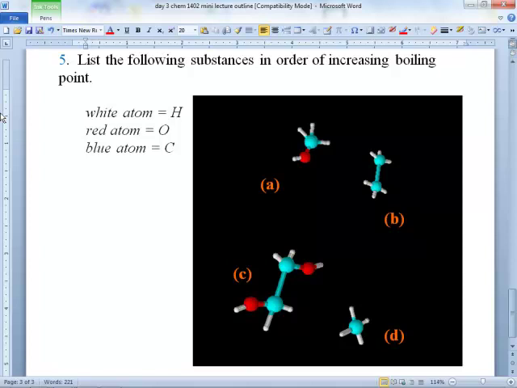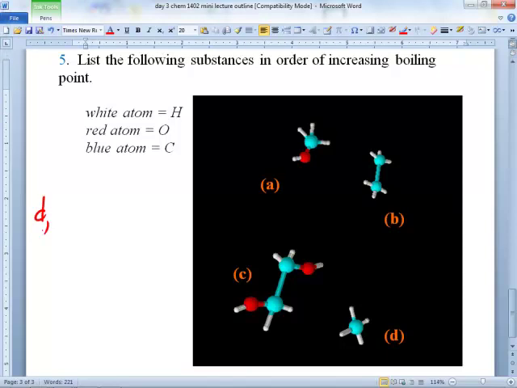Out of all those up there, Jessica, which one has the lowest, the most weakly held, the lowest boiling point? You'd say which one? Everybody agree? Lowest boiling point. All it has is what type of force? Dispersion. All it has is dispersion. All right? So D. Then everybody, what would be next?